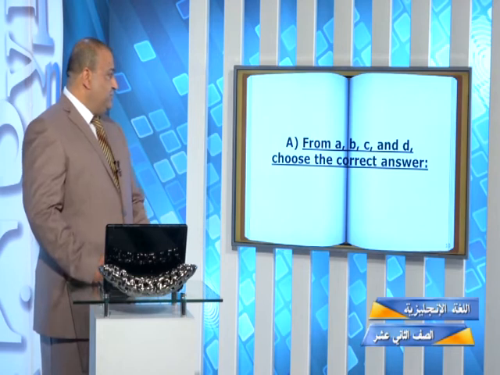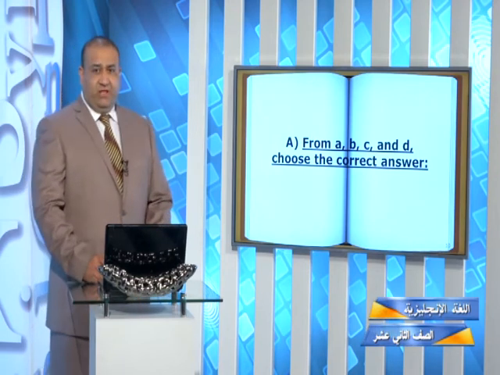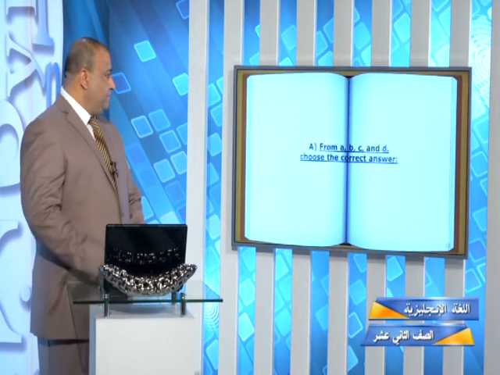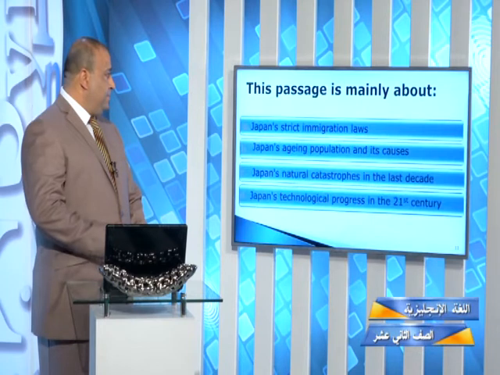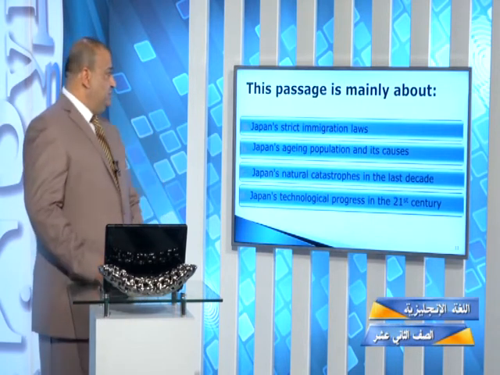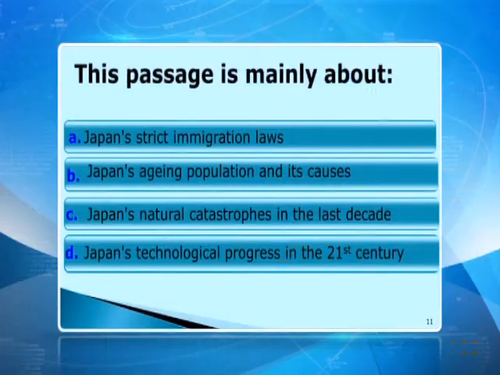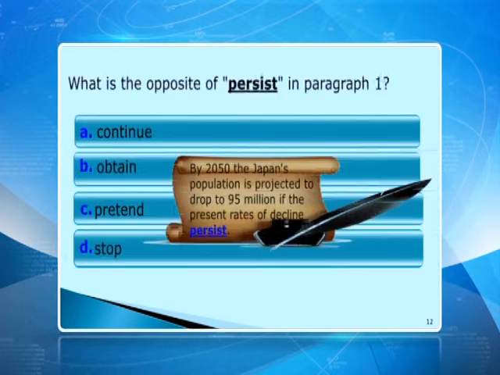The first question is from A, B, C, and D. Choose the correct answer. So it's, as you can see here, a multiple choice question. The first question is, as you can see here, this passage is mainly about Japan's strict immigration laws, Japan's aging population and its causes, Japan's natural catastrophes in the last decade, Japan's technological progress in the 21st century. So here we have to choose only one option.